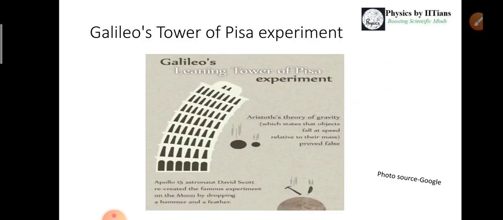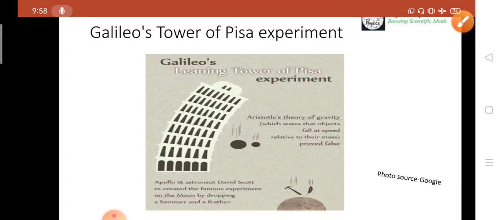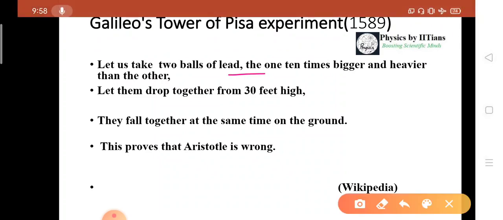The first experiment, a very famous experiment, is Galileo's Tower of Pisa experiment. Let us understand what Galileo did. Let us take two balls of lead, one that is 10 times bigger and heavier than the other. Let them drop together from 30 feet height, and they fall together at the same time on the ground. So this proves that Aristotle is wrong.